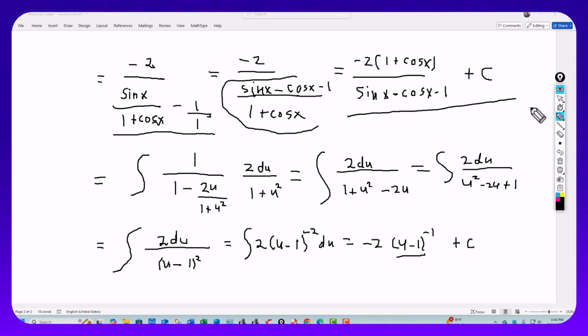This is the answer. We'll look at some more examples using the other substitution, the t substitution. That'll be it for this integral, for this video.